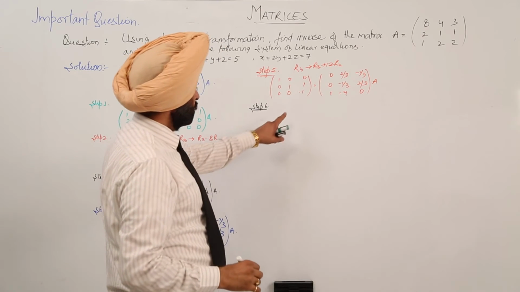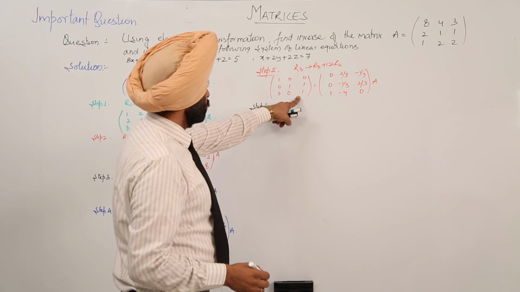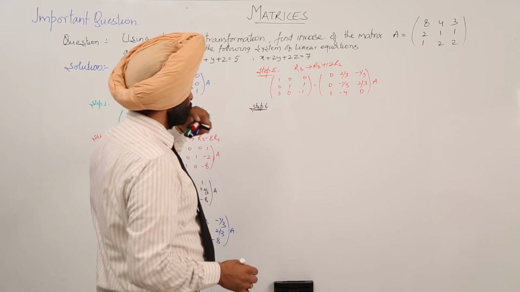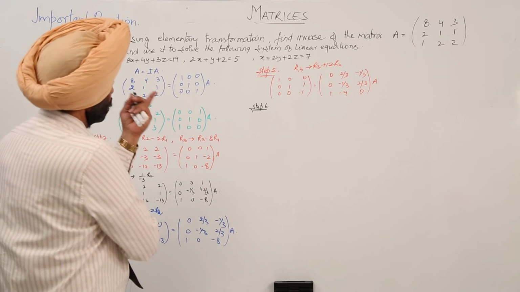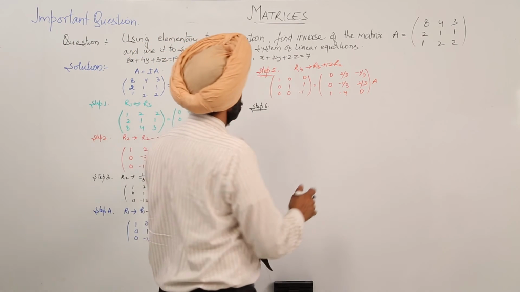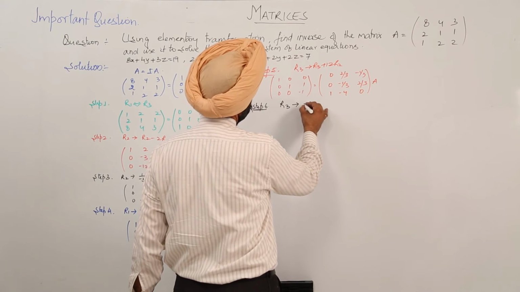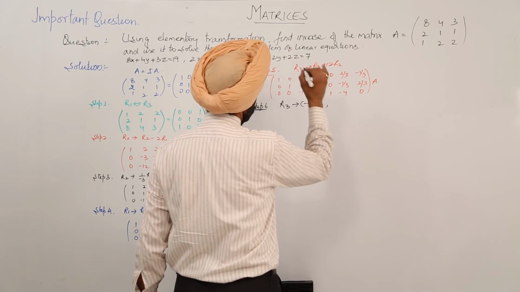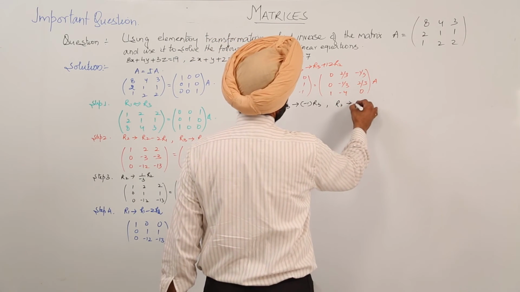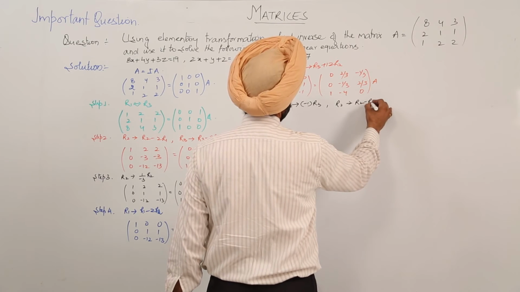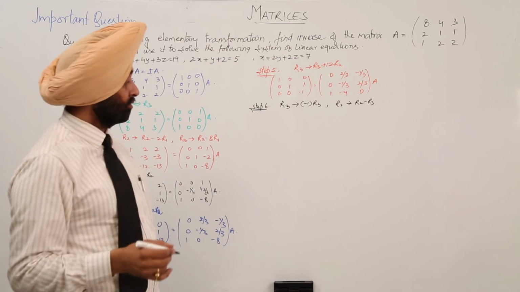Now what we can do, instead of minus 1 here, we can go for positive 1. So we can write R3 approaches to negative of R3. Okay, and then we can make this a 0 also. So two steps continuously: R3 approaches to minus 1 with R3, step number 1, and step number 2 can be R2 approaches to R2 minus R3. Yeah, it will be 1 minus 1, it will be 0.